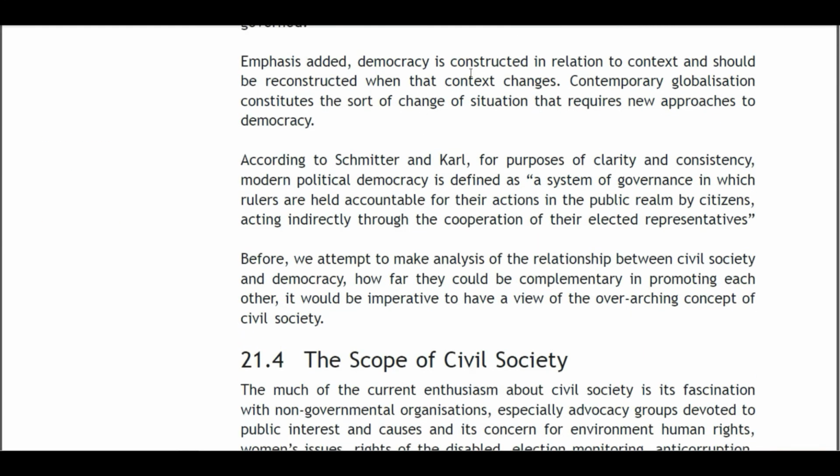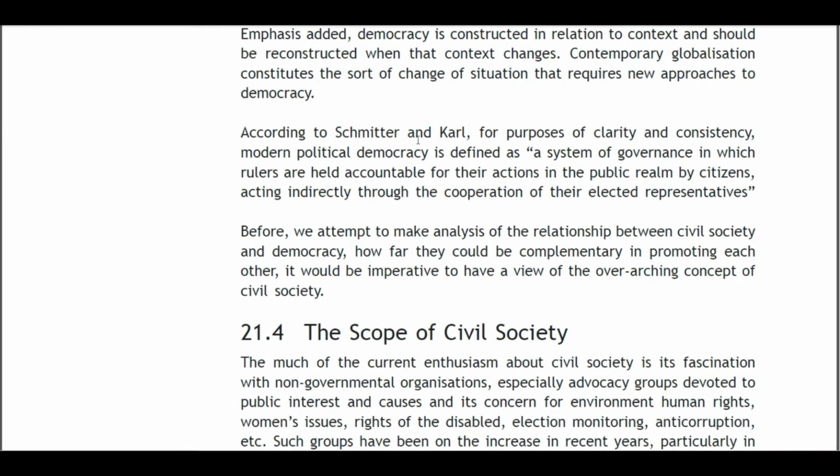Emphasis added, democracy is constructed in relation to the context and should be reconstructed when that context changes. Contemporary globalization constitutes the sort of change of situations that requires new approaches to democracy. According to Schmitter and Kahl, for purpose of clarity and consistency, modern political democracy is defined as a system of governance in which rulers are held accountable for their actions in the public realm by citizens acting indirectly through the cooperation of their elected representatives.